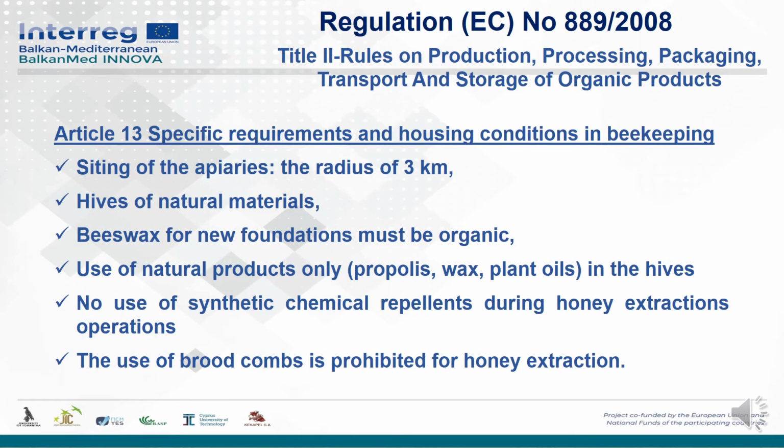Article 13, specific requirements and housing conditions in beekeeping. It is important the place or the area where the apiaries are located. It is a radius of 3 kilometers at least, in an area where no sources of contamination exist, such as industry wastes or intensive agriculture.